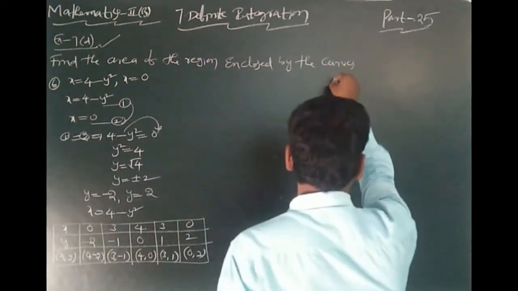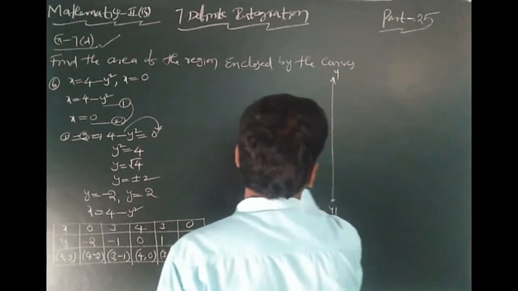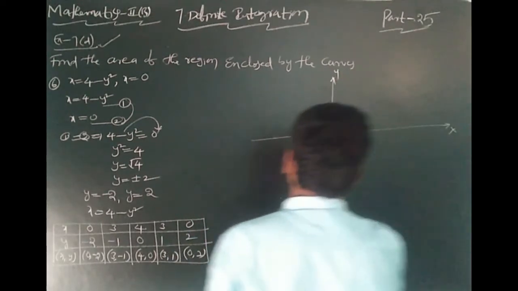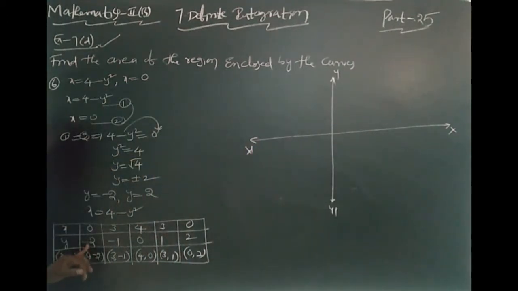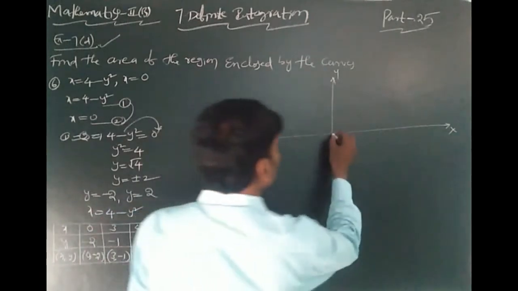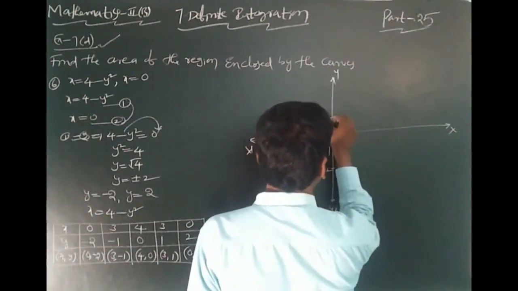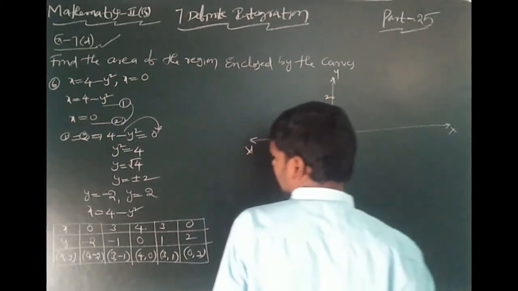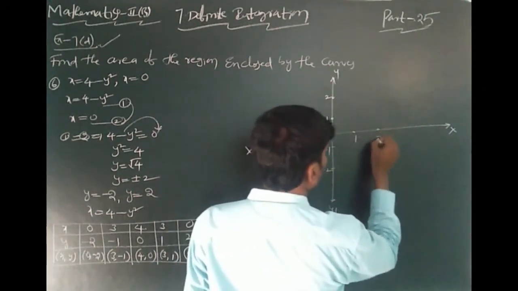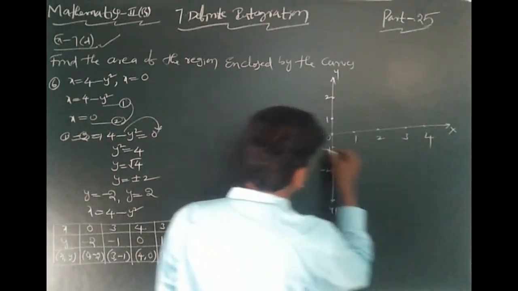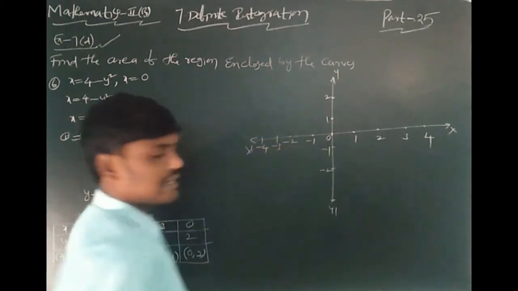First of all, you have to take the y-axis. After that, you have to take the x-axis. In this y-axis, we have to take limits minus 2 to 2. This one is the origin. Minus 1, minus 2, 1, 2. After that, x value 3, 4, maximum 3. That's why you can write 1, 2, 3, 4. Here minus 1, minus 2, minus 3, minus 4.